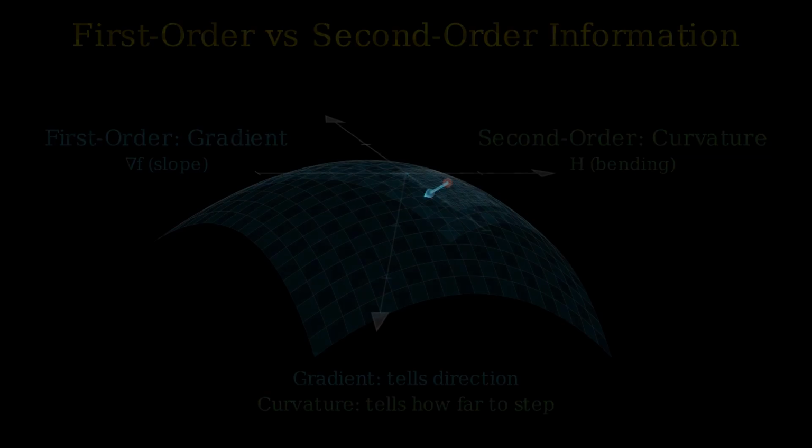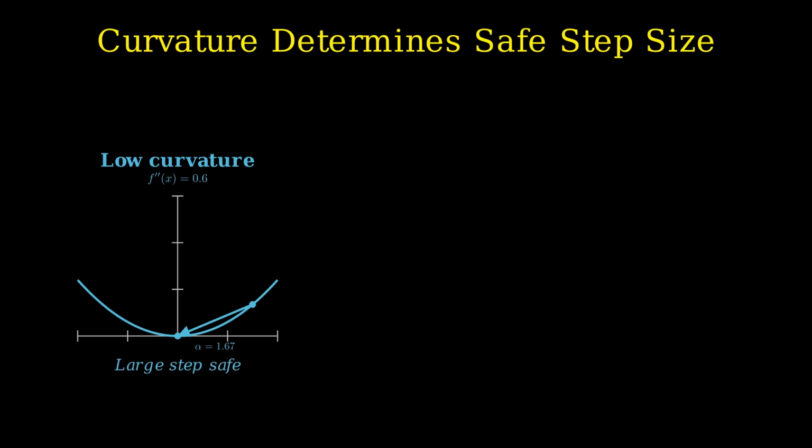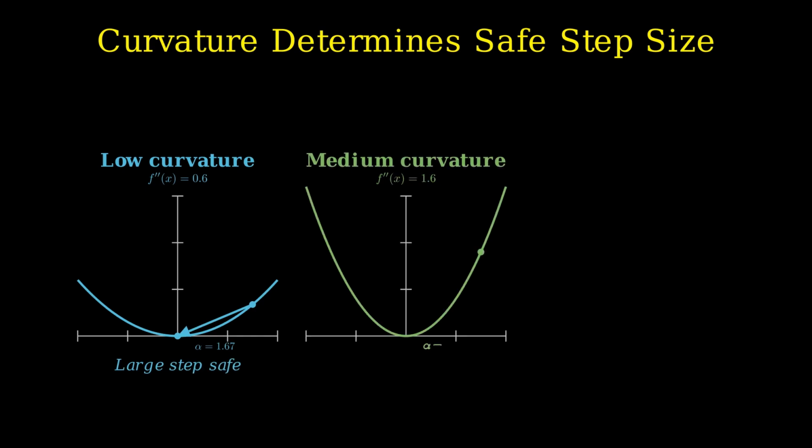Think of three parabolas with different curvatures. The flat one barely curves. You can take large steps safely. The steep one curves sharply. Large steps will overshoot. The curvature tells you how to adapt your step size.